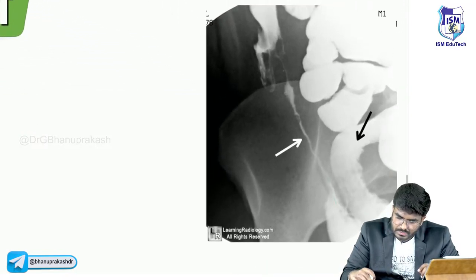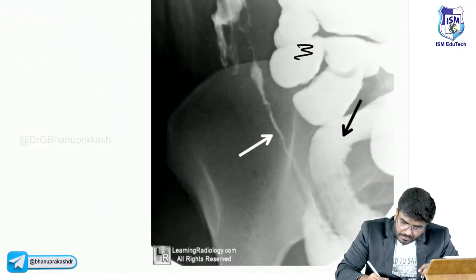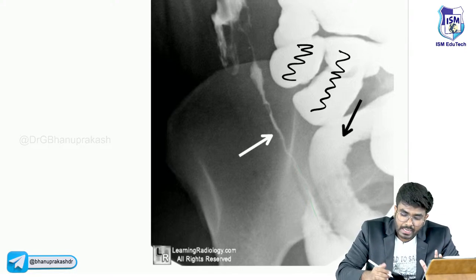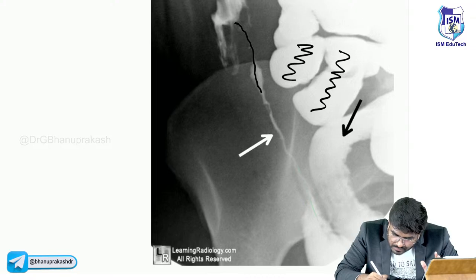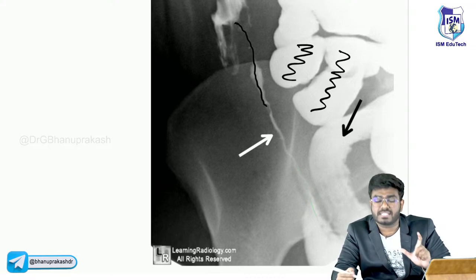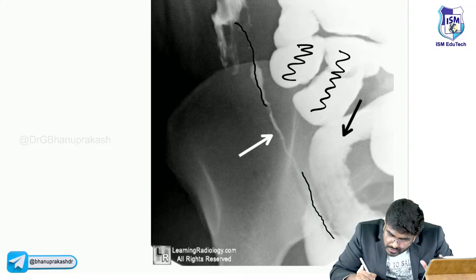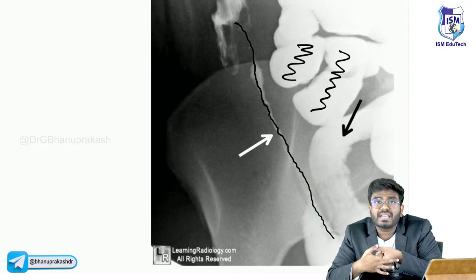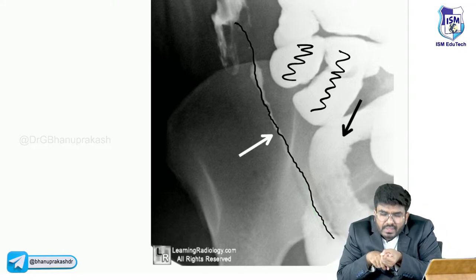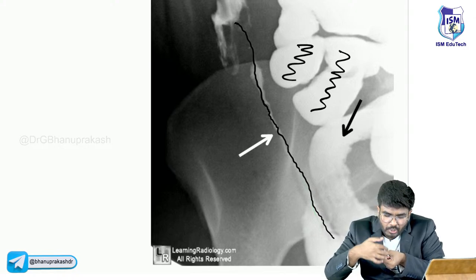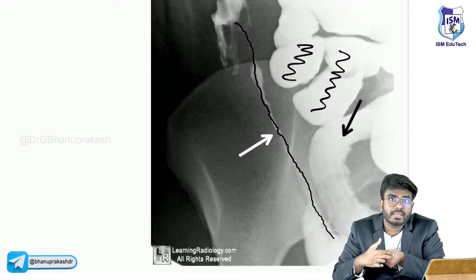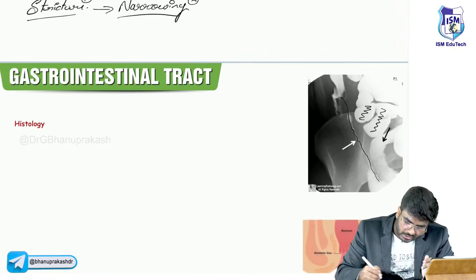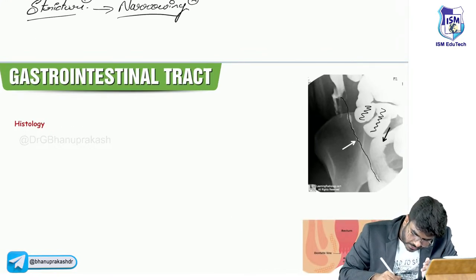Now, look here. This is the barium, sir. There is a barium contrast in the entire intestines. Now, this part of the intestine, the ileum, the most common site, is looking like a small string. Why? Because the lumen is very much narrowed, so the barium is going like a small string. This is called the string of Kantor sign. Radiological appearance.